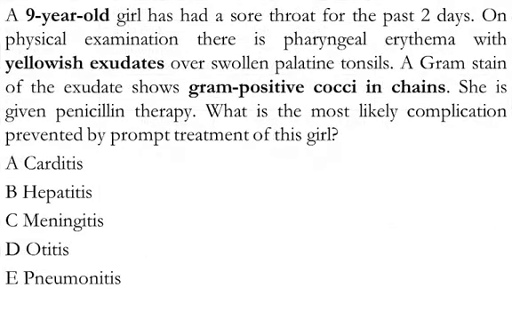Okay, let's move on. The childhood diseases. A 9-year-old girl has had a sore throat for the past 2 days. Again, acute disease. On physical examination, there is pharyngeal erythema with yellowish exudates over swollen palatine tonsils. A gram stain of the exudate shows gram-positive cocci in chains. She is given penicillin therapy. What is the most likely complication prevented by prompt treatment of this girl?